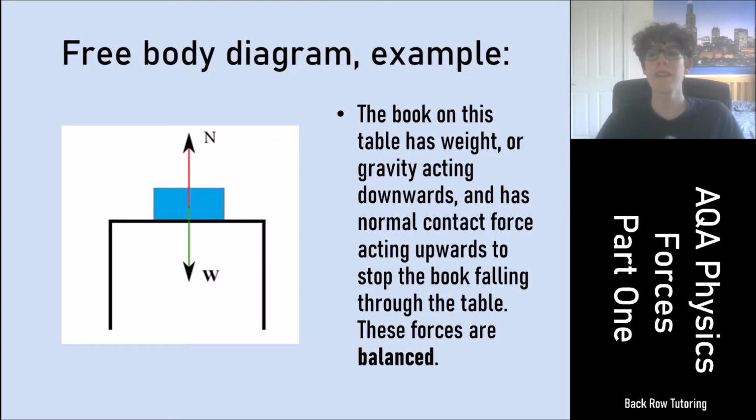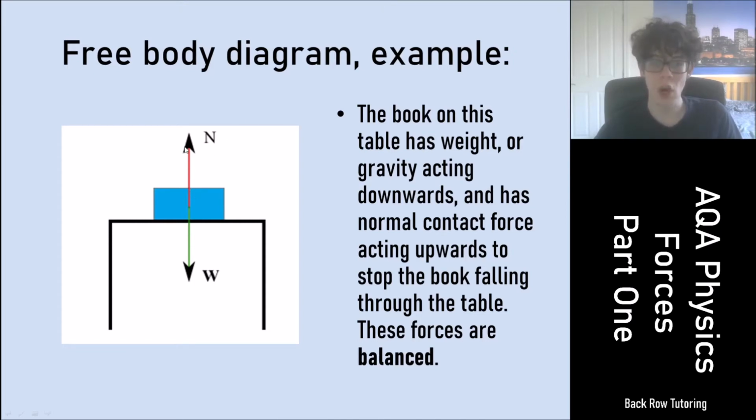The book on this table has weight, or gravity, acting downwards, and here we've labelled that W. It also has normal contact force acting upwards to stop the book falling through the table. These forces are balanced. Balanced means they have the same magnitude, or the same amount. So weight is the same as the normal contact force. And because these are vectors, you can illustrate that with the length of the arrow. So the length of the weight arrow is the same as the length of the normal contact force arrow.